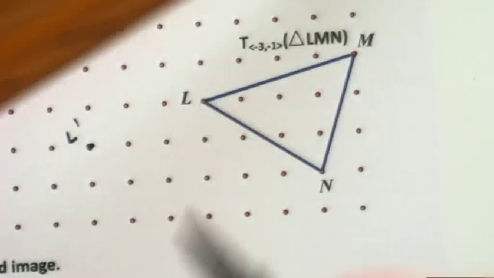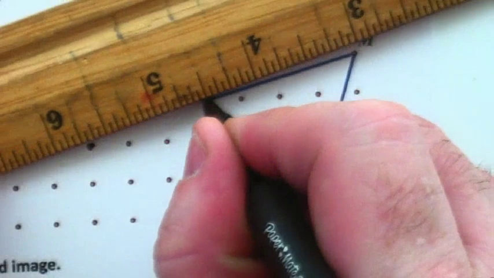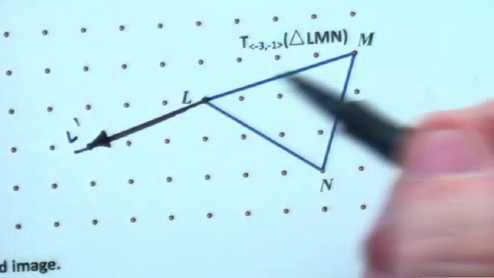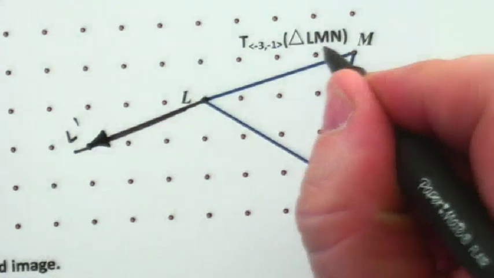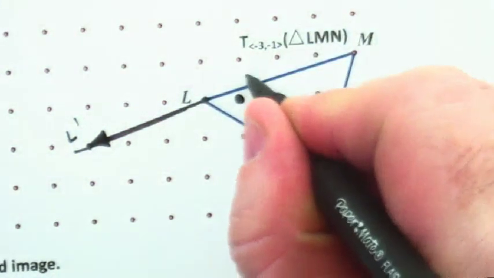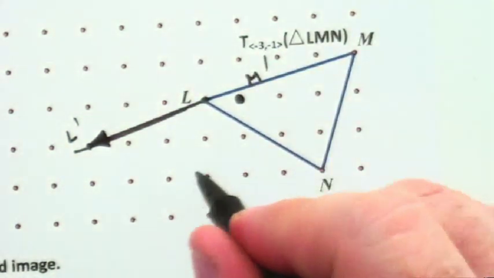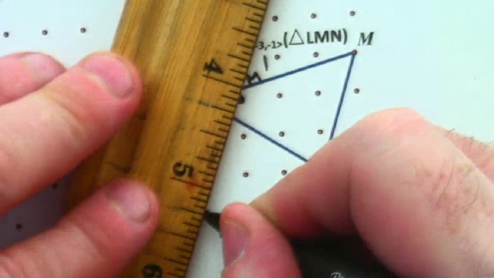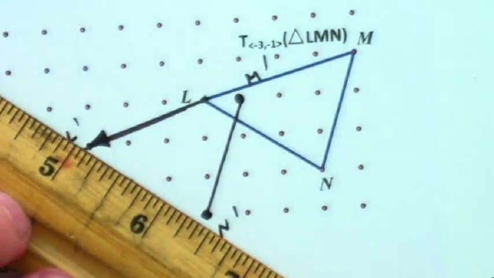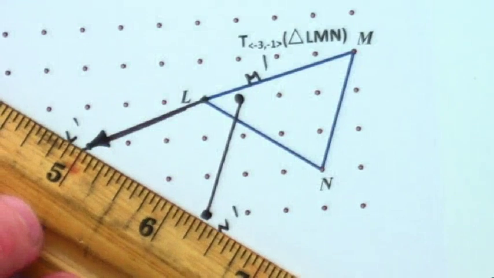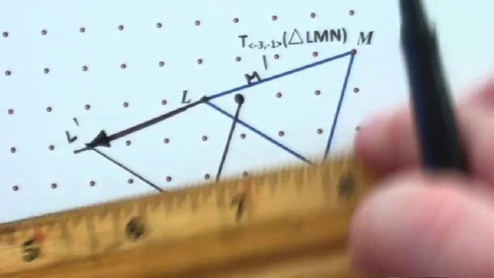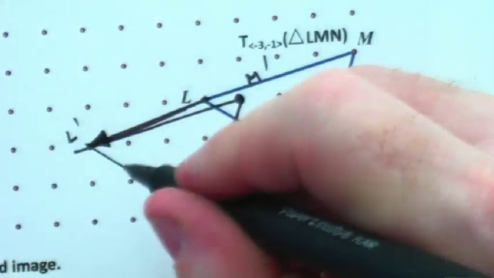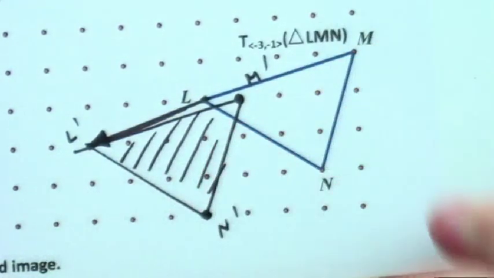Here's where L prime would land, and maybe I'll just quickly draw that vector there. And so M would go over 1, 2, 3, down 1. Here's M prime. N would go 1, 2, 3, down 1. This is N prime. And so we can connect our points that have all moved by that same vector. And we've translated our triangle to a new location.